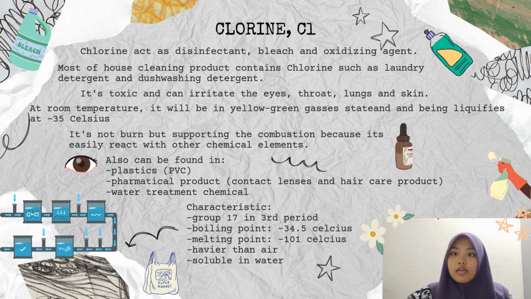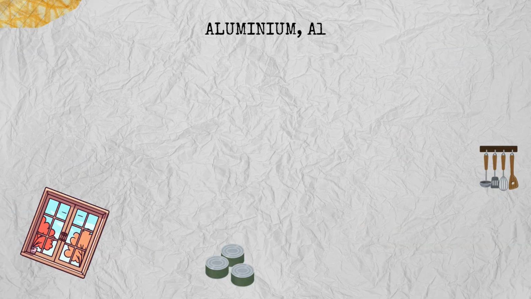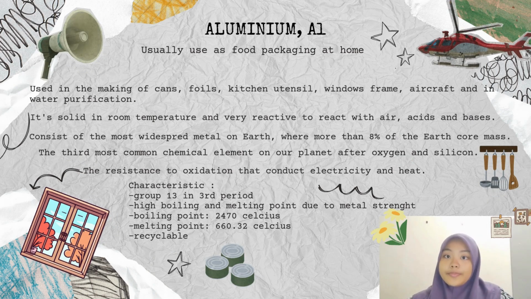The characteristic of chlorine is that it is from group 17 in the third period. The boiling point is at -34.5 Celsius, the melting point at -101 Celsius, and it is heavier than air, but it is stronger in water. Next, we are talking about aluminium.